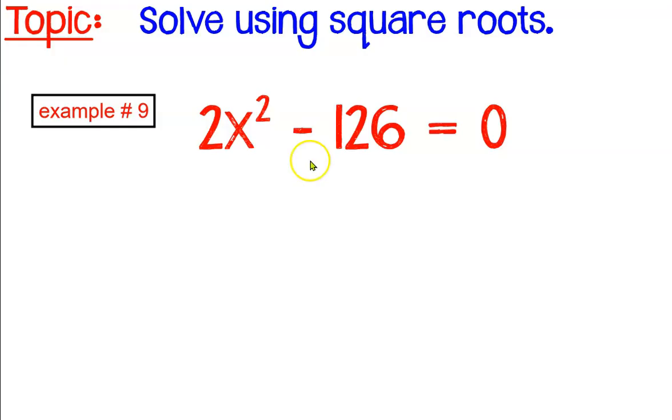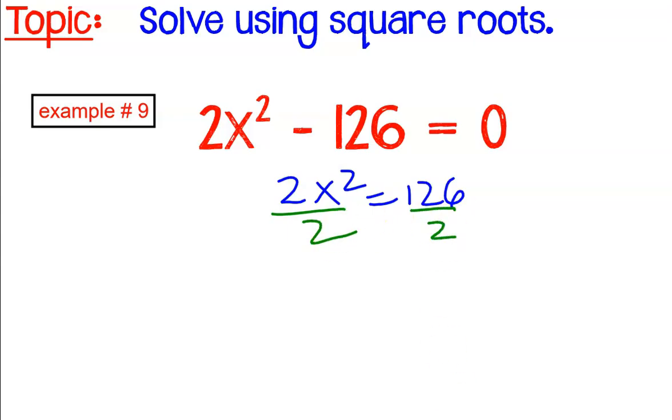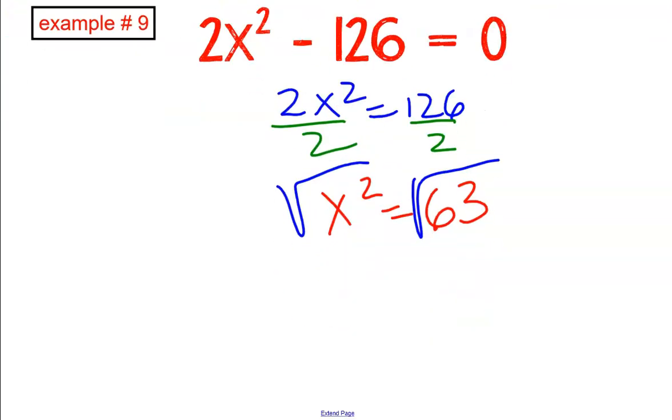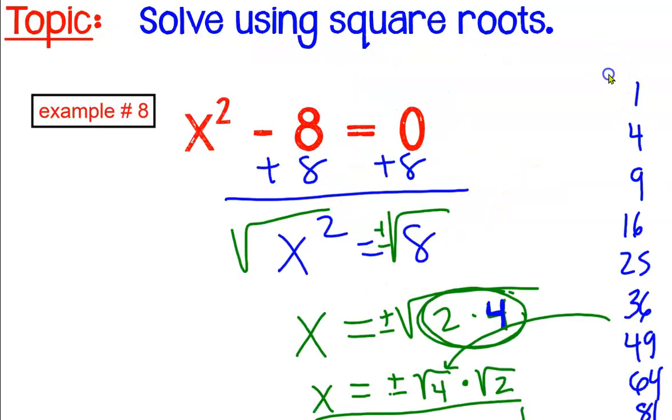All right, I'm going to add 126 to both sides, and that would give me this. I'm going to divide both sides by 2, and that would give me this. And now I'm going to square root both of these numbers. And the square root of 63 is not a perfect square. So first thing I do is write my plus or minus sign because I forgot that last time. And what I'm going to do is I'm going to look at the number 63. And I'm going to go back. Let me steal these numbers from the other page.